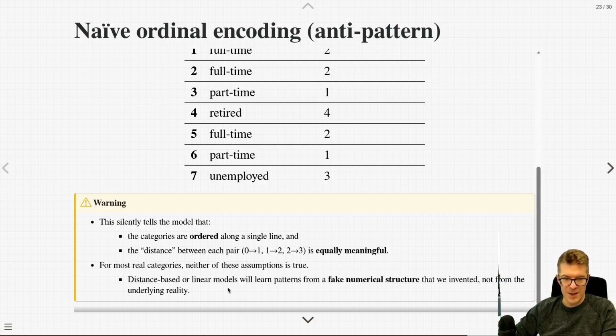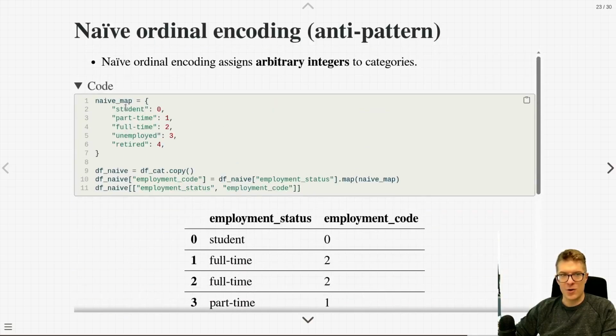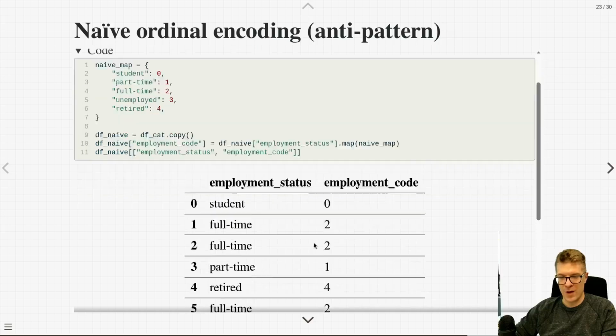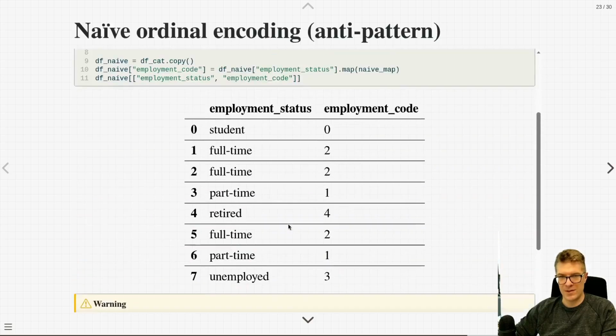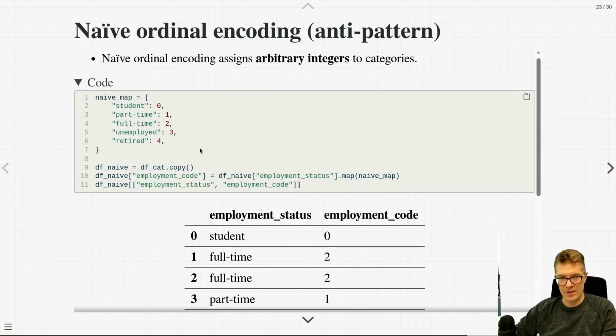So yeah, distance-based models, linear models, we're going to see a lot of. This will learn patterns from this numerical structure, which is fake, it's totally arbitrary. If I just ordered these things differently, then the numbers would have come out totally differently. So there's nothing about reality that gave me these numbers 0 to 4.